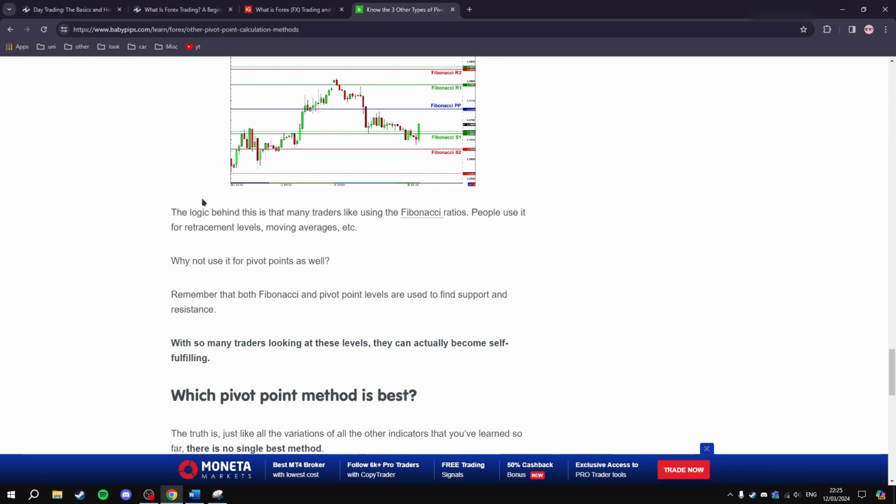Why not use it for pivot points as well? Remember that both Fibonacci and pivot points levels are used to find support and resistance. With so many traders looking at these levels, they can actually become self-fulfilling.